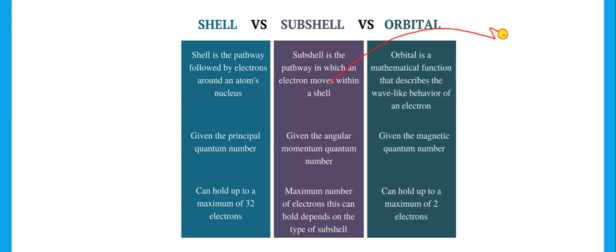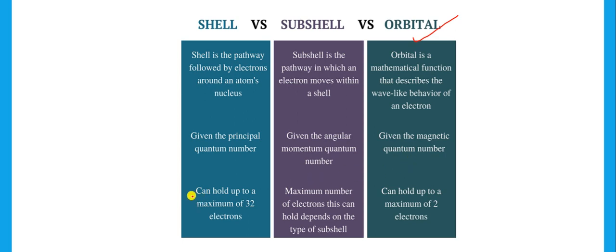In the s subshell, the electron will move in a spherical shape, and in p it will move in a dumbbell shape. What is an orbital? An orbital is a mathematical function that describes the wave-like behavior of an electron. Okay students, the p subshell is further divided into px, py and pz, which are represented by orbitals. The shell gives the principal quantum number, the subshell gives the angular momentum quantum number, meaning the azimuthal quantum number, and the orbital gives the magnetic quantum number.